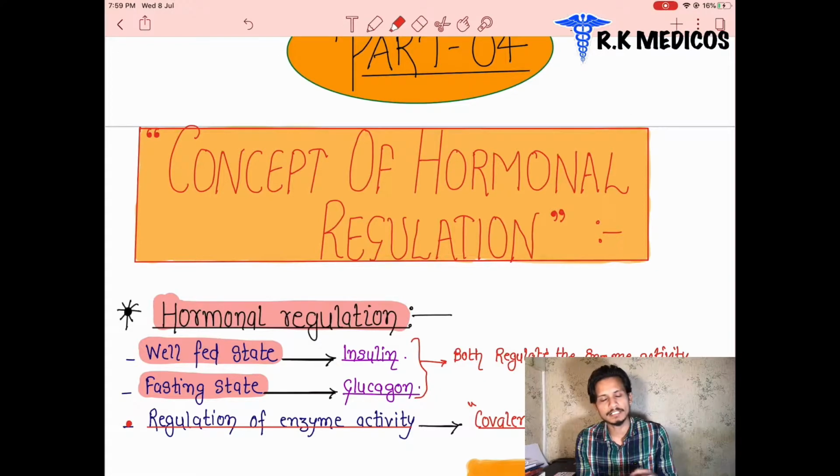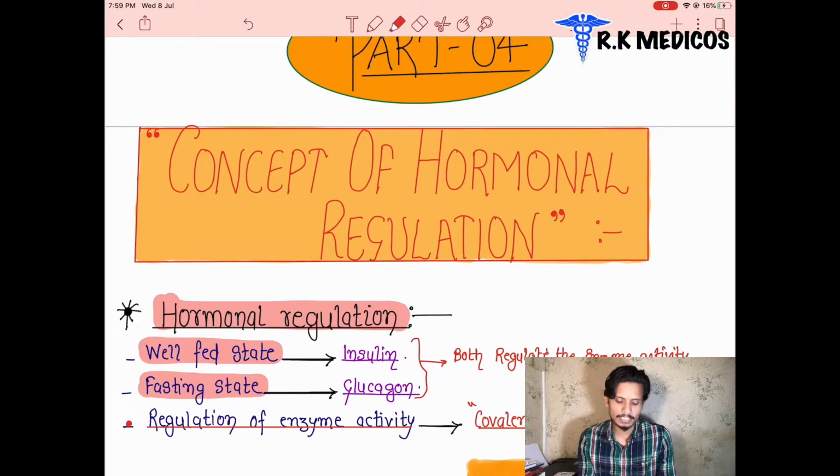We discussed everything about glucagon and insulin, and how their actions are performed, in the third part of our biochemistry. Now we are going to discuss the hormonal regulation of the different types of metabolic pathways, suppose glycolysis, gluconeogenesis, glycogenolysis, everything. We see which hormone is regulating them in the fasting state or in the well-fed state.